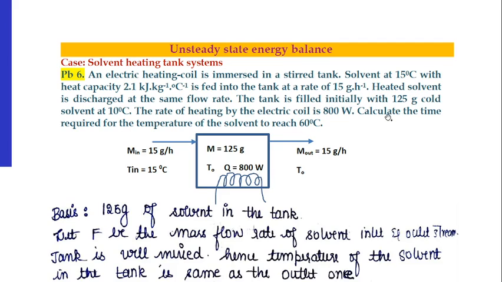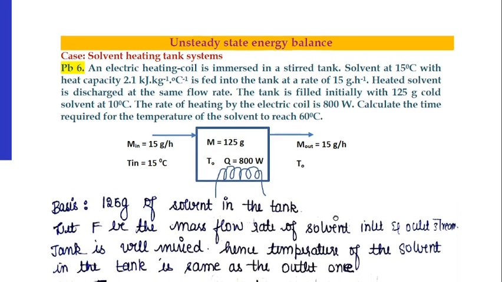So what are we supposed to do? We have to calculate the time required for the temperature of the solvent, which was initially 10 degrees, then we started adding at 15 degrees from zero time. Also along with that we are heating the solvent. So at a particular time the temperature of the solvent will reach 60 degrees Celsius. What is that time? We have to find out.